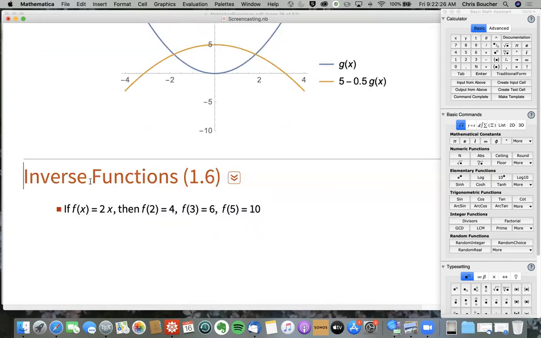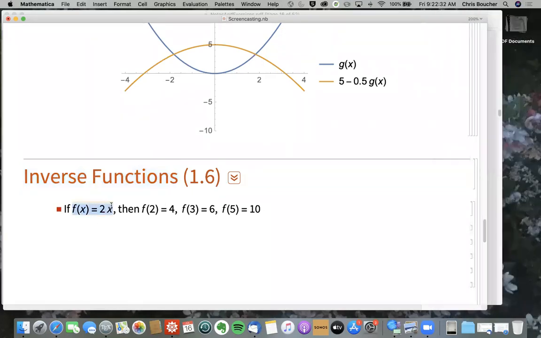Let's talk a little bit about inverse functions, which is the topic of section 1.6. So here is a simple function, f of x equals 2x. And here are some function values, and this should be very elementary to you now. F of 2 is 2 times 2 is 4. F of 3 is 2 times 3 is 6. F of 5 is 2 times 5 is 10, and so forth.